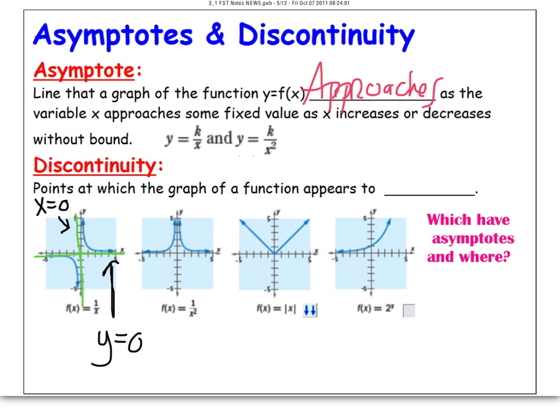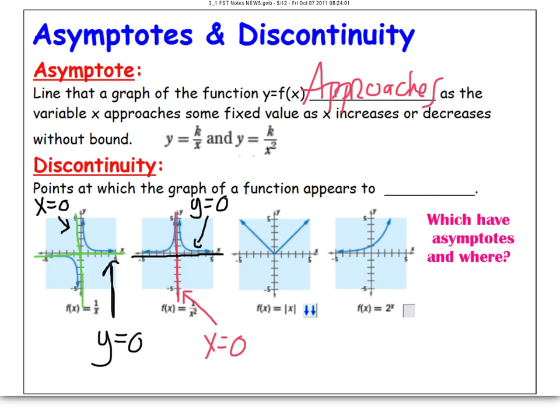Now this other graph is 1 over x squared. This also has two asymptotes. One is going to be right down here in the middle, and the other is going to be right here. Now it's a line it approaches but doesn't cross. So again, this vertical line crosses the x-axis at 0, so that's the equation of the vertical line. And this horizontal line crosses the y-axis at 0, therefore that's the equation of that asymptote.